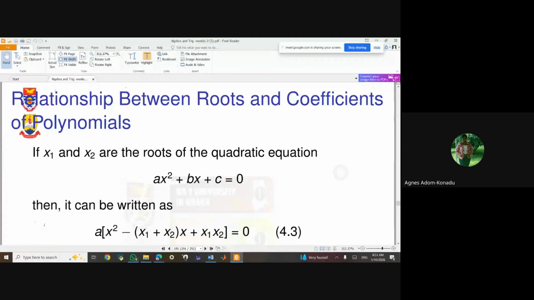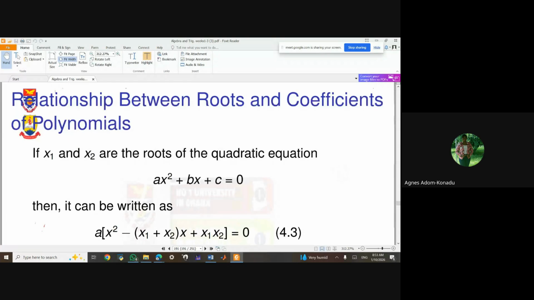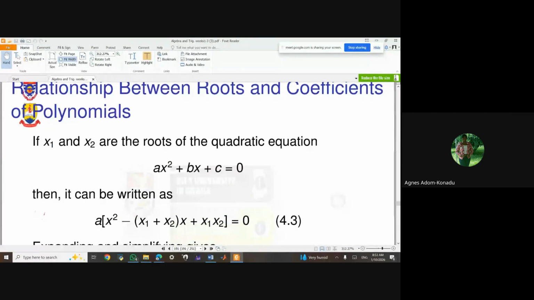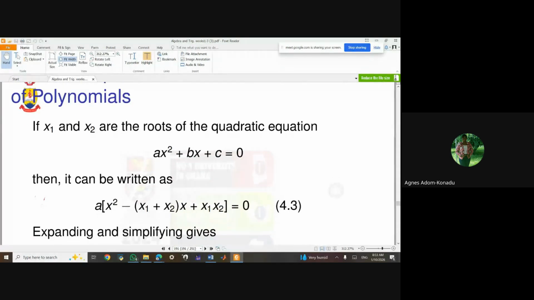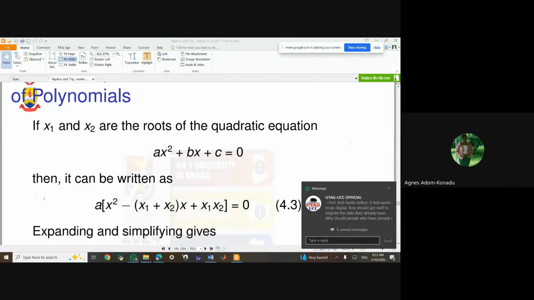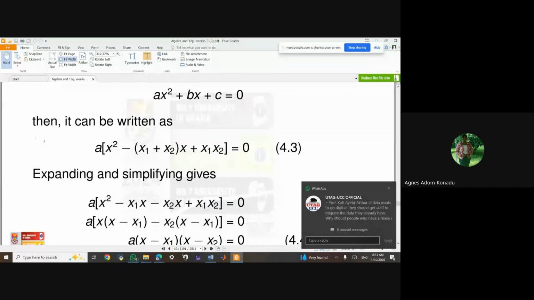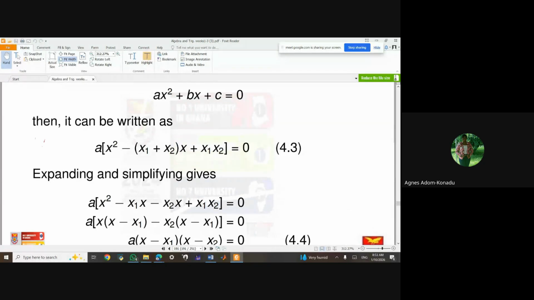Okay, so when we treated the quadratic function, we saw that for a quadratic function, if x1 and x2 are roots of the quadratic function ax squared plus bx plus c equal to 0, then we can write the function as a into bracket x squared minus sum of roots x plus product of roots, all equal to 0.